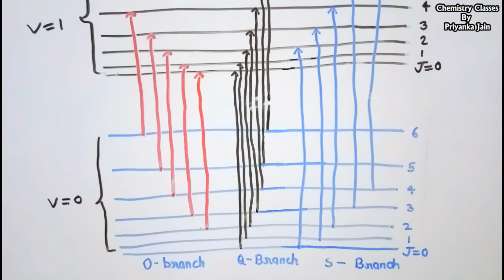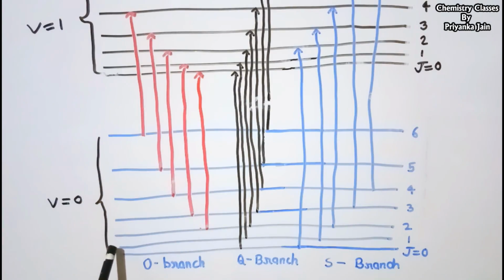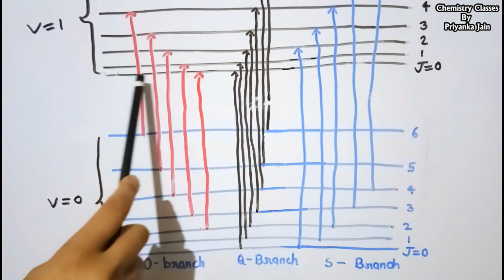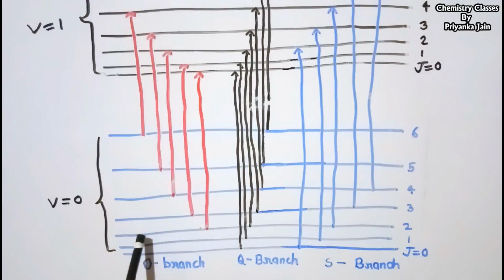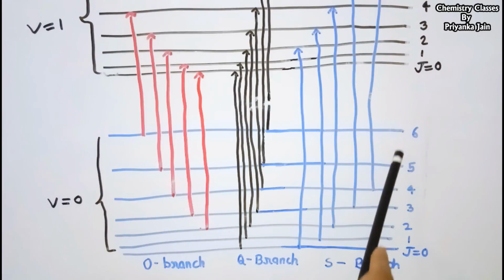The vibrational rotational Raman transitions will look like this. These are the 2 vibrational levels, that is V is equal to 0 and this is V is equal to 1, and in each of the vibrational levels there are several closely spaced rotational energy levels. In this case also and in this case also there are several closely spaced rotational energy levels, and their values are J is equal to 0, 1, 2, 3, 4, 5, 6. These are the different rotational quantum numbers of different rotational levels.